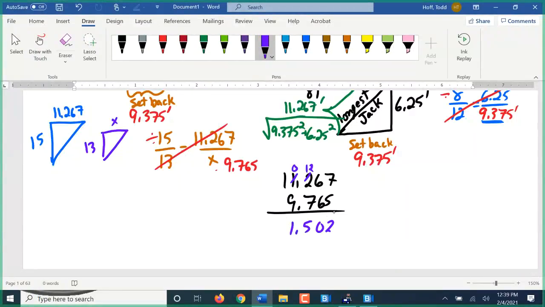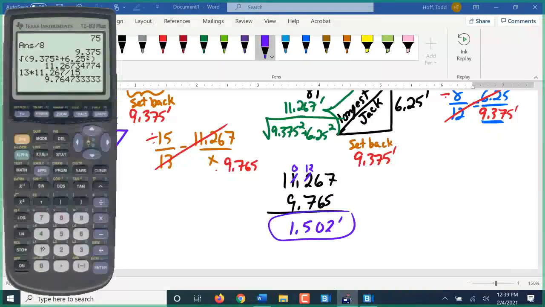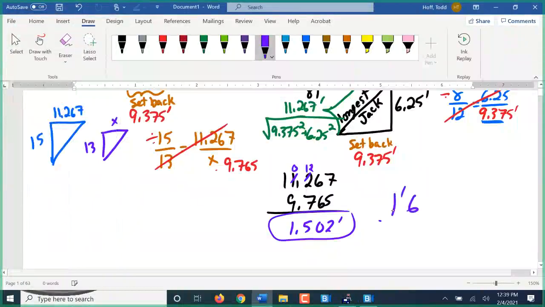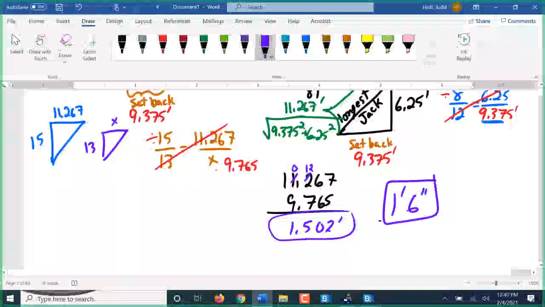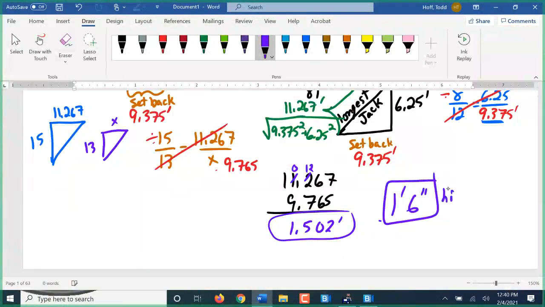Gives us 1.502 feet. So 0.502 times 12 is 6.024, so that's 1 foot, 6 inches. We'll take away the 6. And I'm guessing this comes out to like 0.3, yes, less than a 16th. So that is just 1 foot, 6 inches is the decrease on the hip side. That's the hip side decrease.